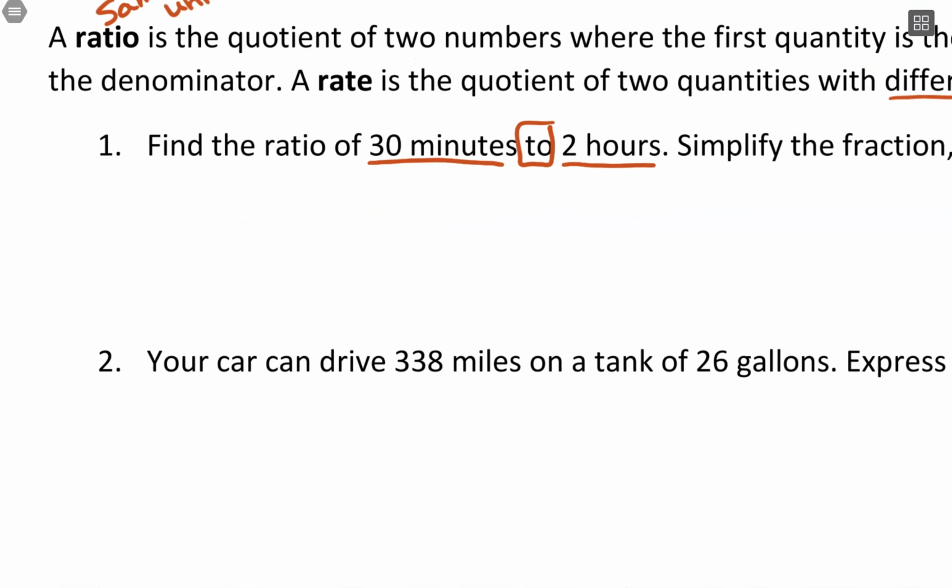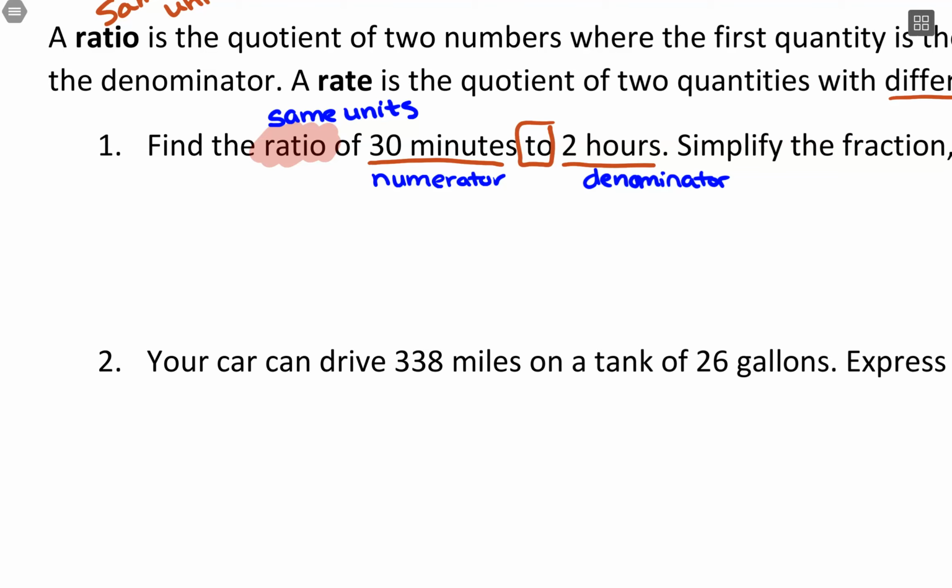So for this first example here, it says find the ratio. Since it uses the word ratio, we want to be using the same units. What we're being told here is 30 minutes to 2 hours, so numerator to denominator. However, right now we have different units. One's in minutes and one's in hours. This is a fairly simple conversion, so we just need to switch one of them. They can either both be in minutes or both be in hours. Either way would work. In fact, we could look at both cases.